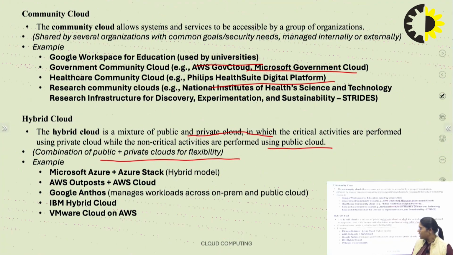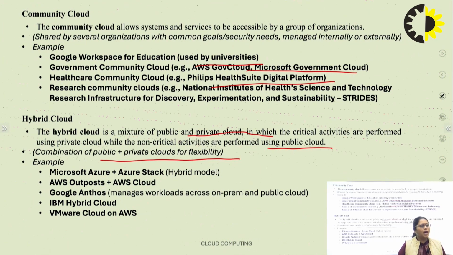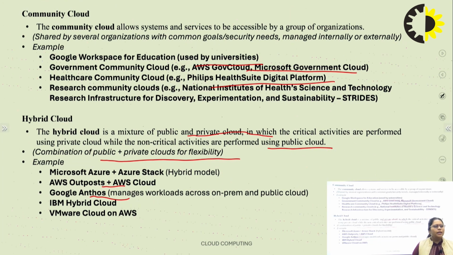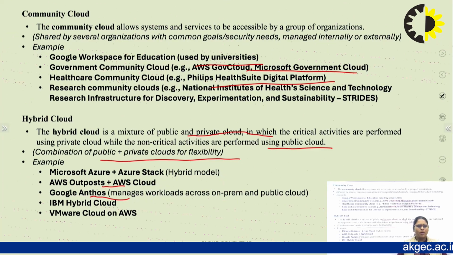Now, there are a number of examples of hybrid cloud provided by different companies. The first one is Microsoft Azure plus Azure Stack. It is a hybrid model. Then AWS Outposts plus AWS Cloud, it is a combination of this hybrid cloud. Then Google Anthos, this is also a Google cloud. Next is the IBM hybrid cloud. Next is VMware Cloud on AWS. So, we can say these are the different categories of the deployment model.